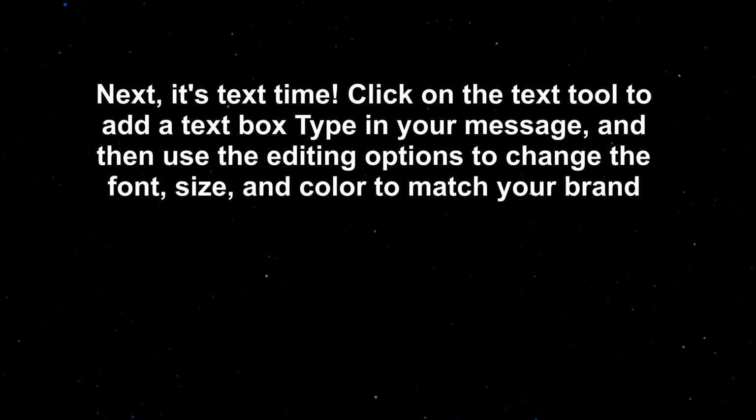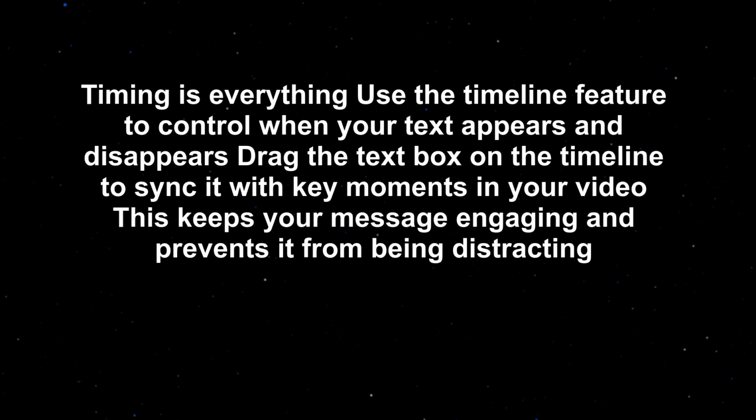Next, it's text time. Click on the text tool to add a text box. Type in your message, and then use the editing options to change the font, size, and color to match your brand. Timing is everything. Use the timeline feature to control when your text appears and disappears.